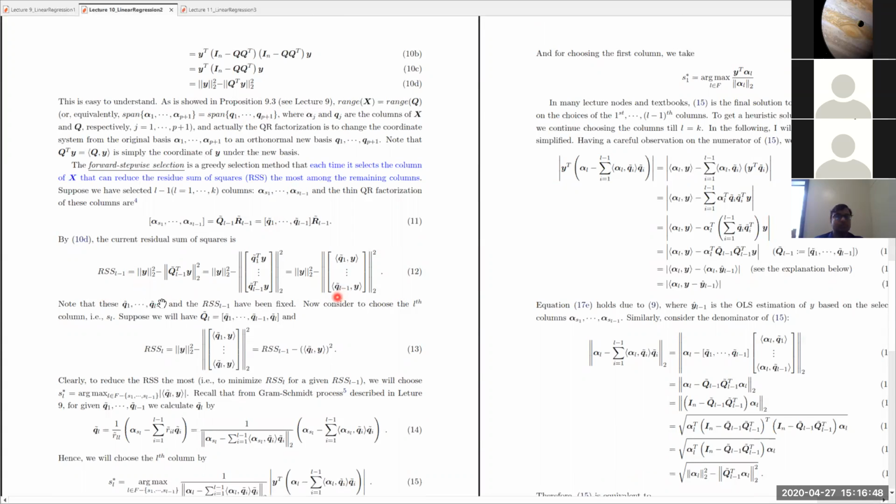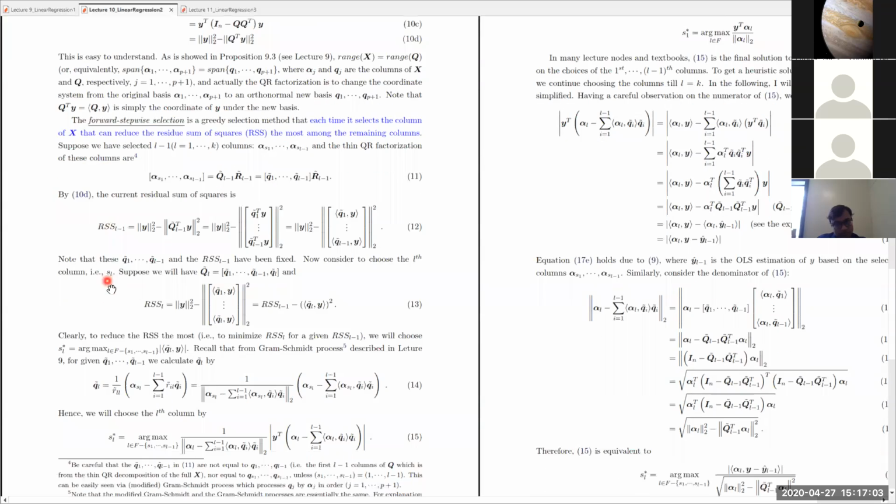L-1. Again, by the way, this is already fixed. Nothing to select. This is just to show you the fact. Okay, now suppose I've already had this. I want to choose the Lth column. Let's call it SL. And I want to find what SL is. Okay, now again, use the same formula.